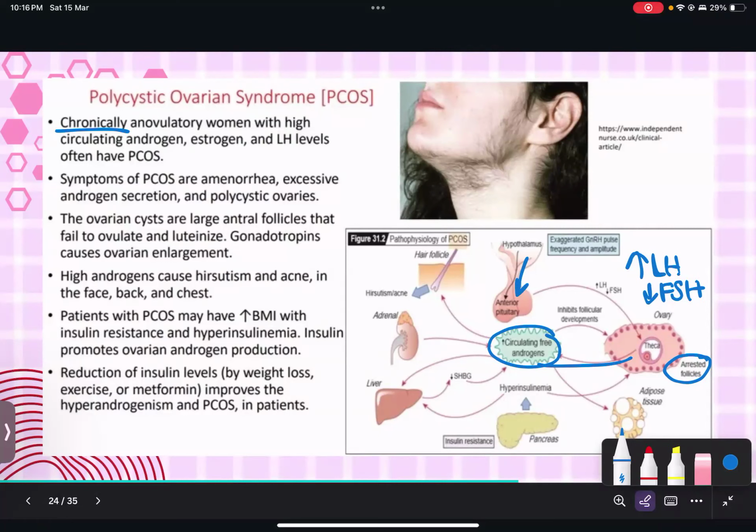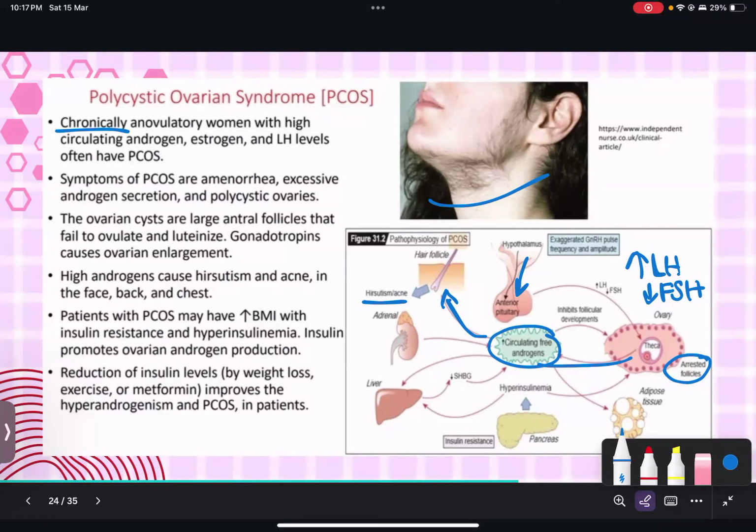What does this cause? We know testosterone is the male's hormone, right? So we can already guess what will happen. One of the symptoms that will happen here is hirsutism and acne, which is increased hair production in areas where a woman doesn't usually have that much hair. Okay, such as you can see here in this picture, the neck and the beard area and so on.